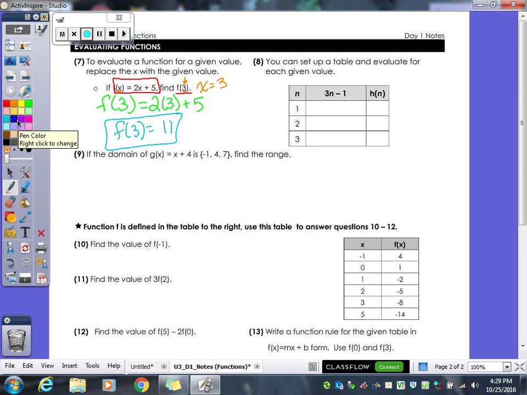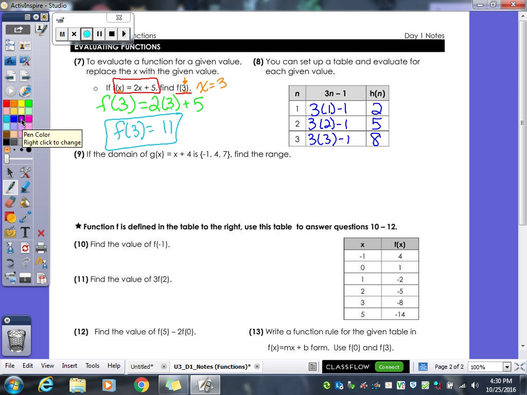So in example 8, it's asking the same thing, only it's giving it to you in a table. And it's giving you multiple values to plug in. So it's telling you to plug in a 1 for your n, plug in a 2, plug in a 3. So if we go and figure this out, 3 times 1 is 3, minus 1 is 2. 3 times 2 is 6, minus 1 is 5. 3 times 3 is 9, minus 1 gives us an 8. So then you would evaluate it that way, filling in your table of values.